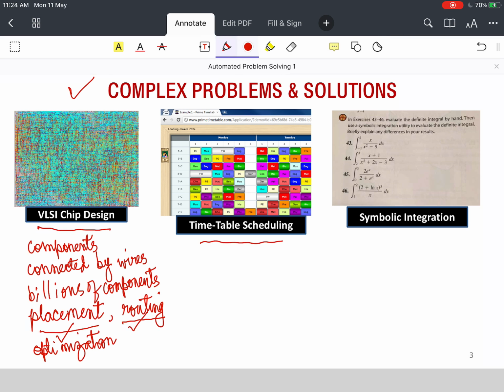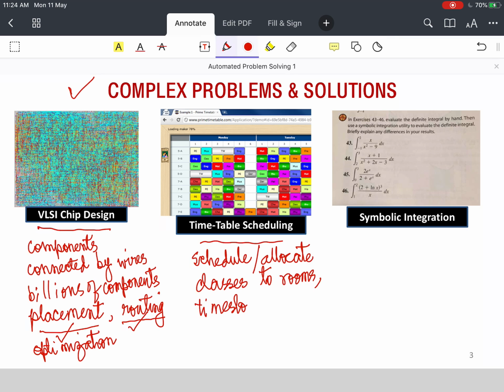So we have to have a problem where we need to schedule or allocate classes to rooms, time slots, teachers, and students in such a way that there is no clash and certain constraints are satisfied.